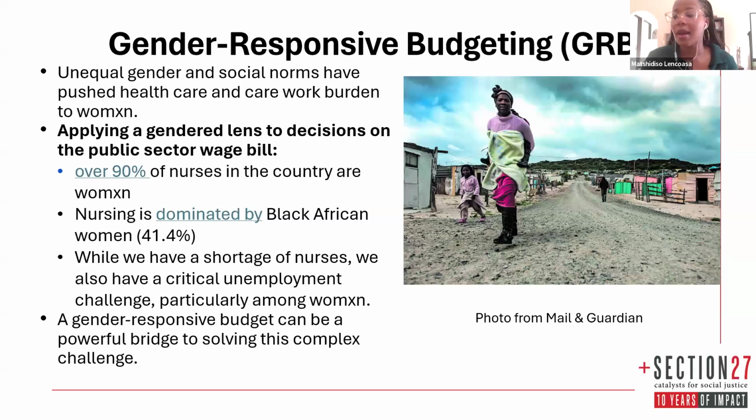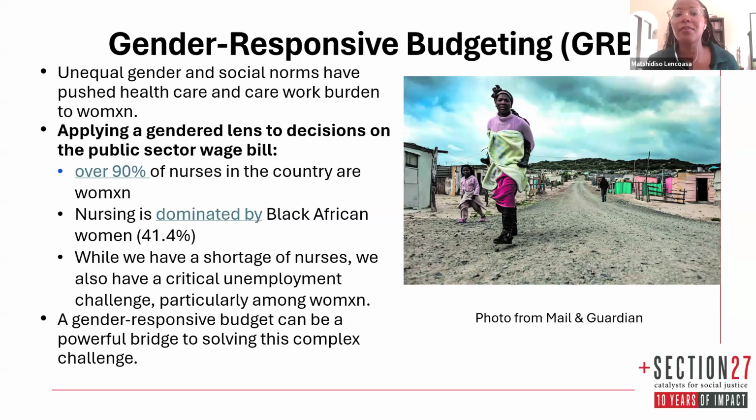Another way to do it is by introducing gender responsive budgeting. This is another example of one of the wins that we've made as a society. Because of our call for gender responsive budgeting, Treasury has committed to introducing that in the medium-term budget speech. So I encourage everyone to keep a lookout and see whether it does actually protect the rights to healthcare access in the country.